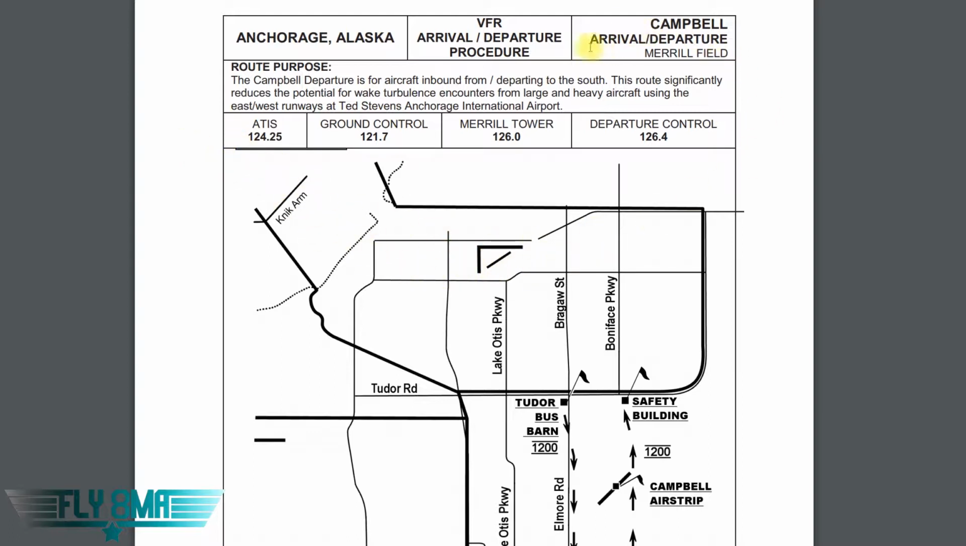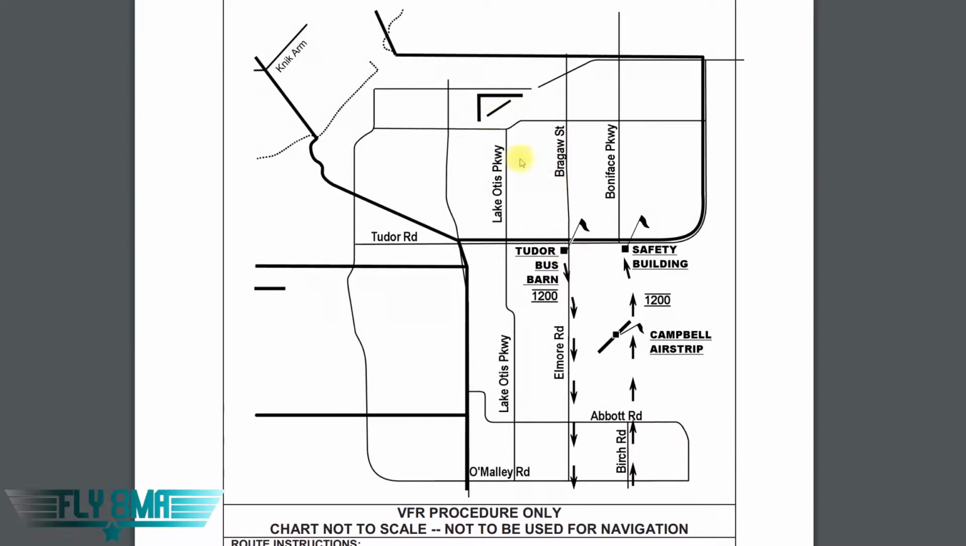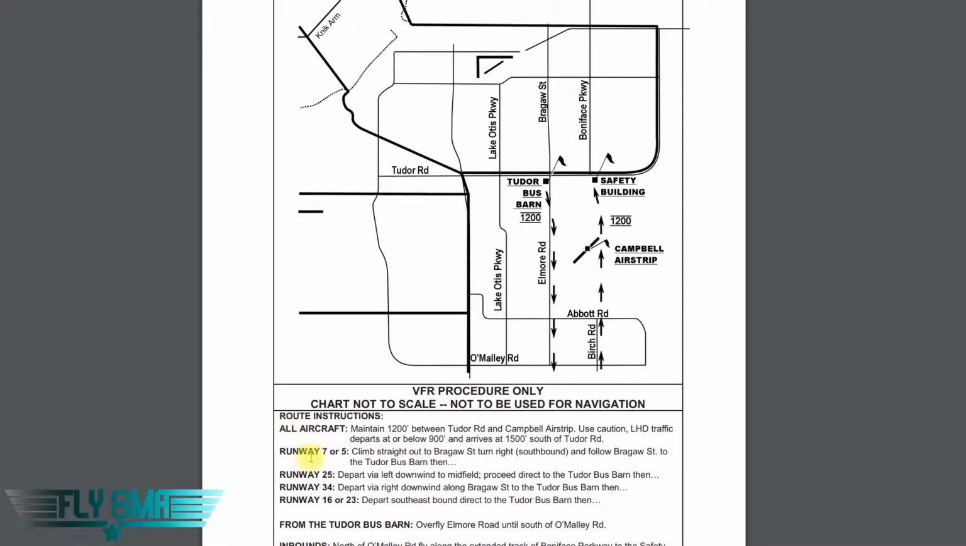So this one is the Campbell arrival departure. It is one of the few that is an arrival departure combined. So there's an option to use this as a departure or as an arrival. Now, let's say we're going to go ahead and depart runway 7. Maybe we're going to change it up a bit here, right? I'm getting bored of using runway 25. So if I want to depart runway 7, we'll simply come on down here and read what it says, right?